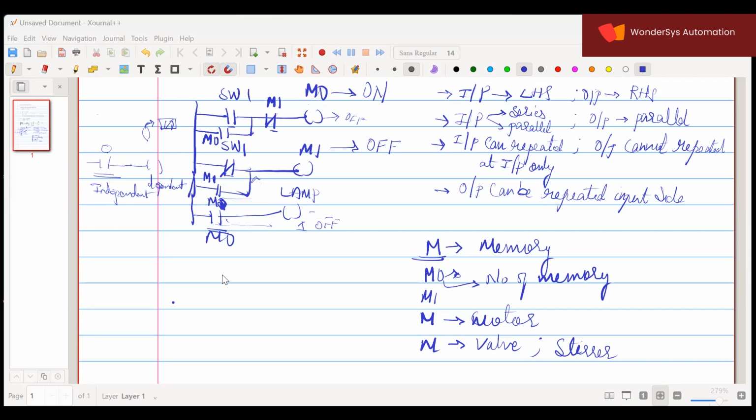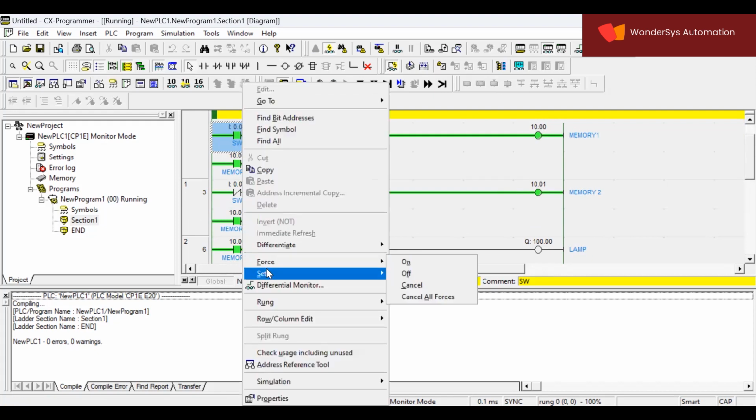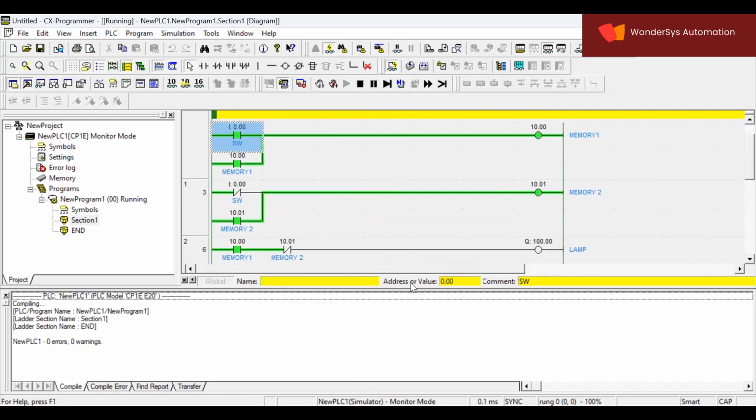Someone had a doubt on set and reset as well, right? So now you can see here, this memory 10.00 is storing the on state continuously. Even if I switch it off, it will have the on state only. If I switch it on, yes.